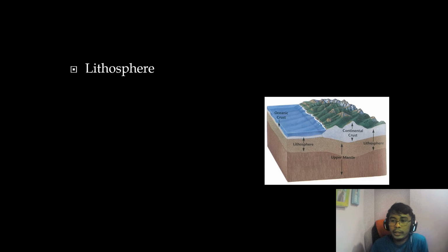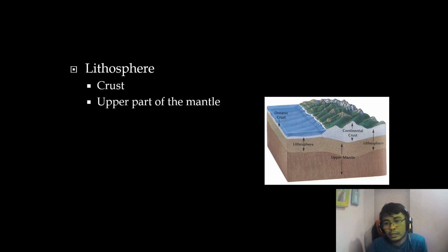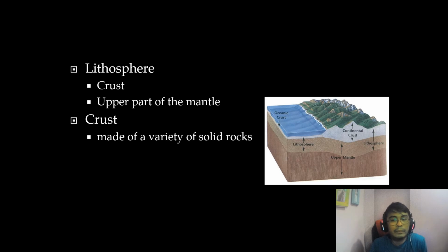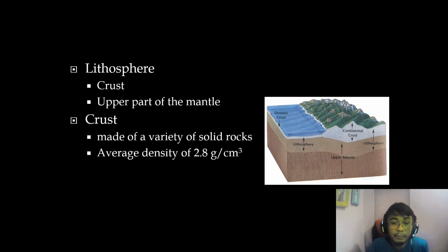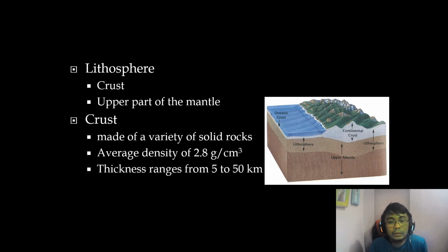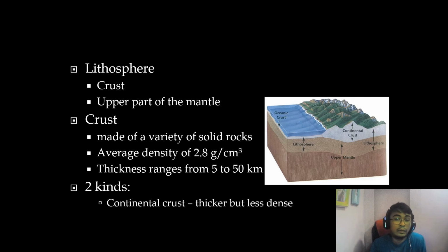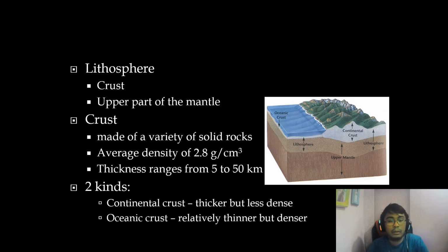Okay, so I guess you're familiar with this, that lithosphere is made of a crust, not only crust but the upper part of the mantle. Crust is made of a variety of solid rocks with an average density of 2.8 gram per cubic centimeter and thickness that ranges from 5 to 50 kilometer, on which there are two kinds. We have what we call the continental crust. It's thicker but less dense, and we also have what we call oceanic crust, which is relatively thinner but denser.